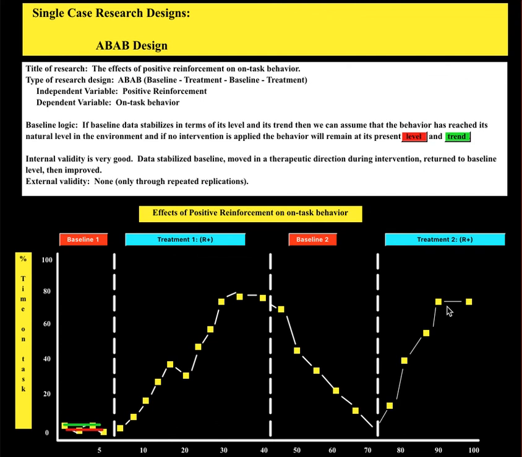This design, like the ABA design, has excellent internal validity. And it also does not leave the participant in a non-therapeutic condition. The way this data plays out is absolutely perfect. This has very, very strong internal validity. Excellent design. Very easy to plan and implement in a classroom. Very simple.